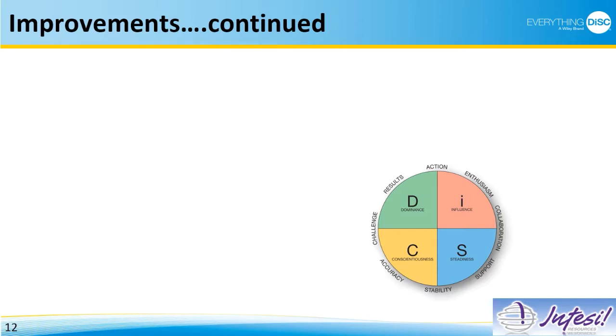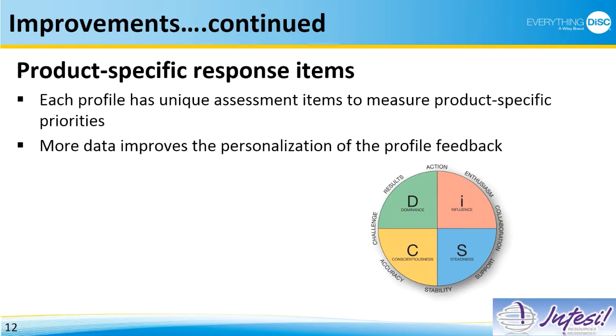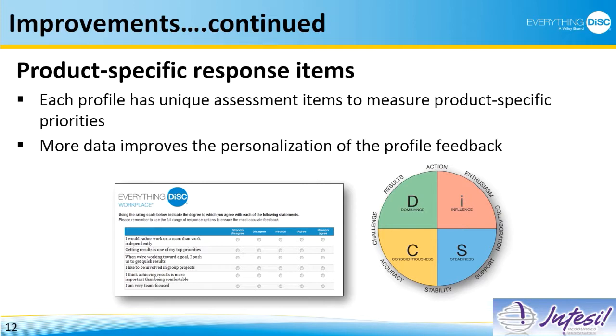In the Everything DiSC assessment, participants are shown a series of statements and asked to indicate on a 5-point scale the degree to which they agree with each of these statements. There's an example of that in the image below. The report gives us more data that is specifically relevant to the application or the topic of the product. This in turn provides more personalized feedback in the report. For example, this map includes the extra priority of accuracy that was strongly endorsed by the respondent in addition to those associated with the person's DiSC style of Di.